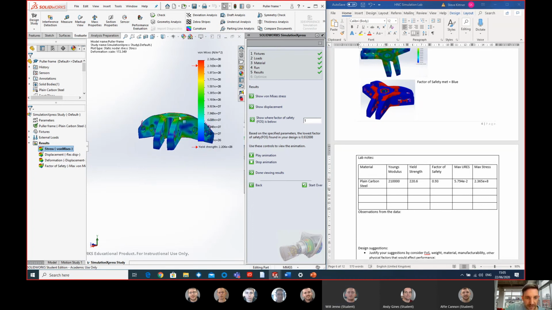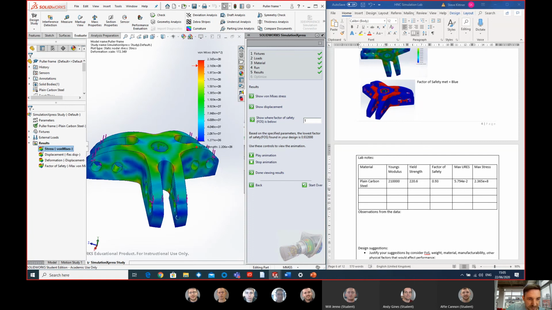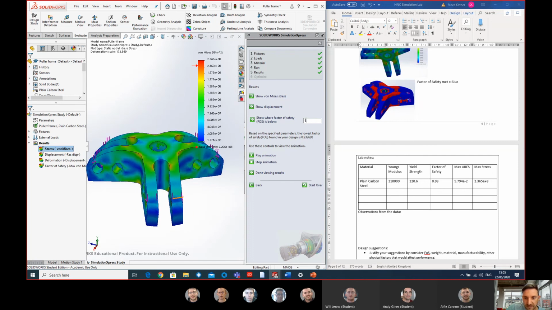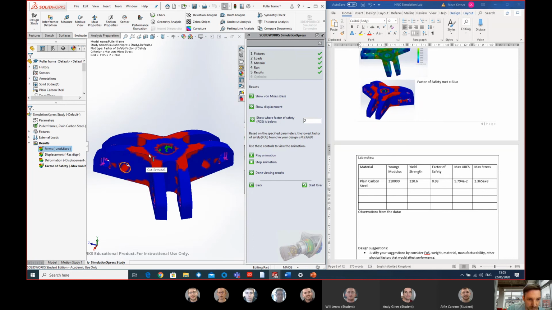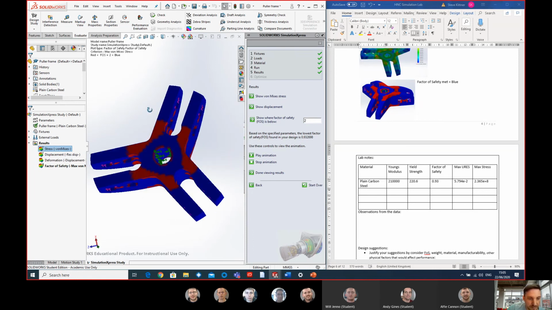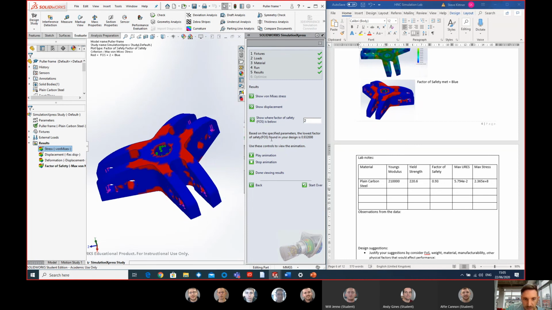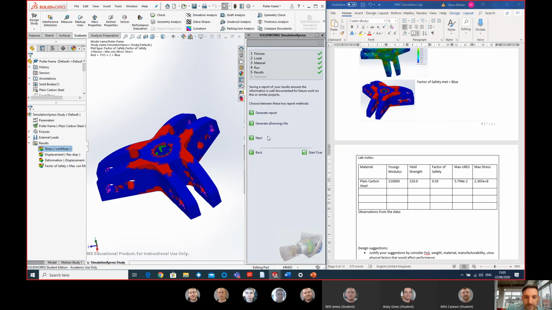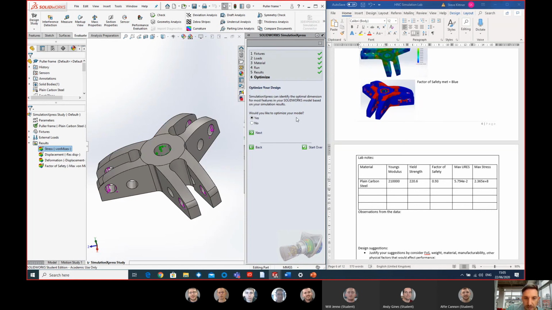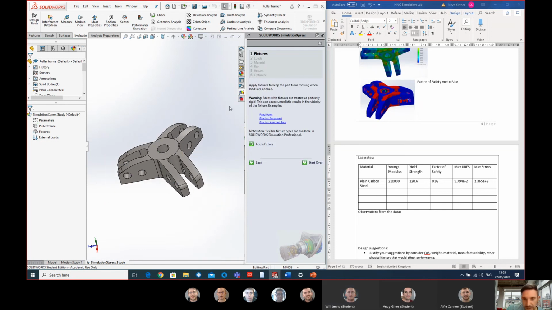Okay, so what we want to do now is try this with a couple of different materials to see if we can get this factor of safety to meet 2. We want to get rid of these red areas on the part. Okay, so let's finish viewing those results. Next, let's go back. I'm going to run through it all again, but this time I'm going to change the material.